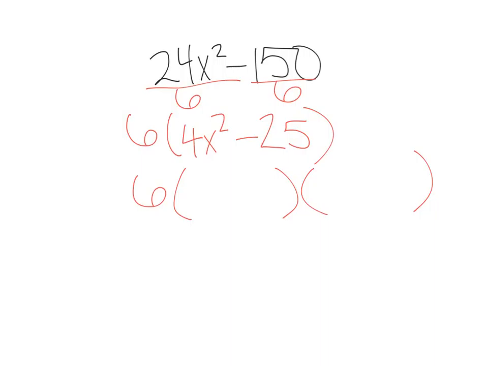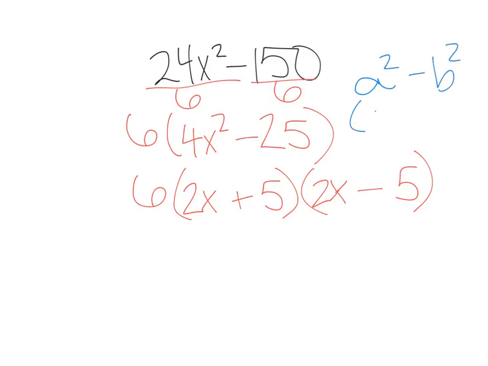So what's the square root of 4? 2x. And the square root of 25? 5, so I'd have positive 5 and negative 5, the sum and difference of their square roots. Okay, difference of 2 perfect squares: if I have a squared minus b squared, it will always factor into the sum and the difference of their square roots.